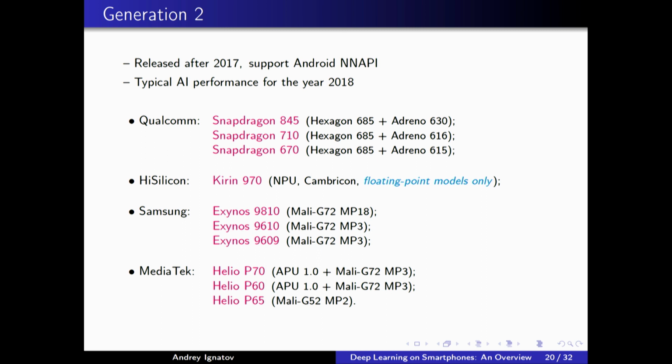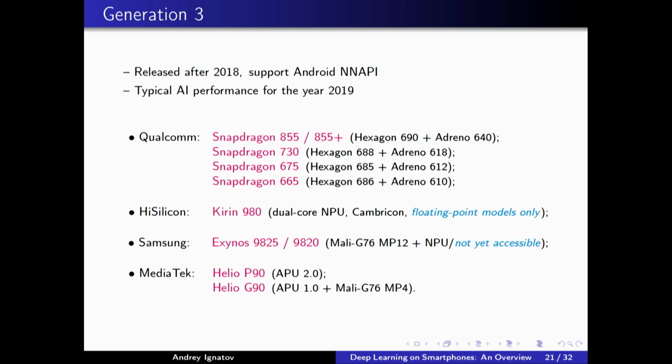HiSilicon released Kirin 970 with a standalone NPU designed by Cambricon company, and this NPU can run only floating point models. Samsung released 3 chipsets, all are accelerating deep learning networks with their GPUs. MediaTek released Helio P60, P70. They use an APU, AI processing unit, basically another name for NPU, for running quantized models, and floating point models are accelerated on Mali GPU. And Helio P65, everything is running on its GPU.